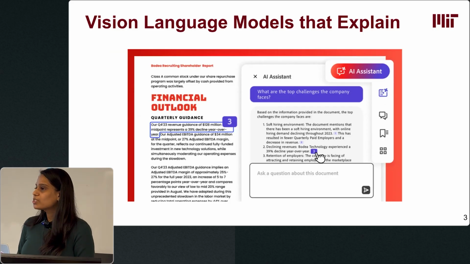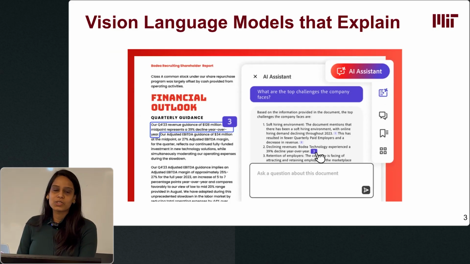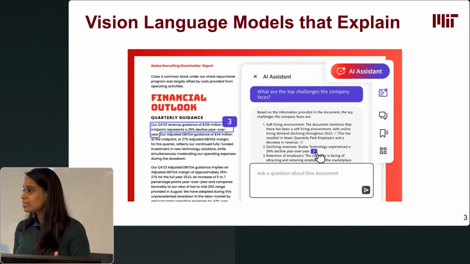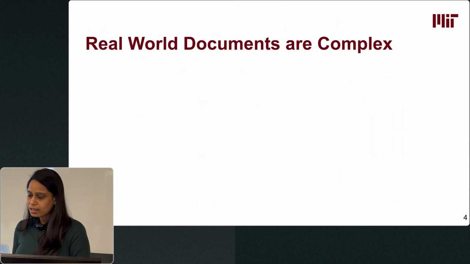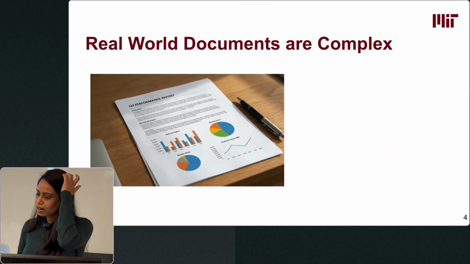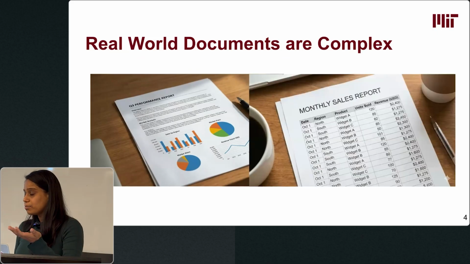But PDFs are not just text, they're complex. They have charts, they have tables, and they need a lot of analysis to get answers when we are analyzing charts and so on. So real-world documents are complex. They contain performance reports and different types of charts: pie charts, line charts, bar charts. They could also have tables, as I mentioned.